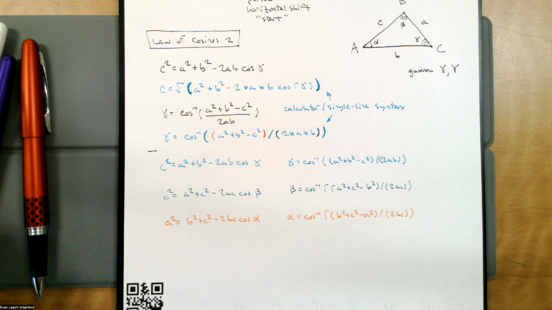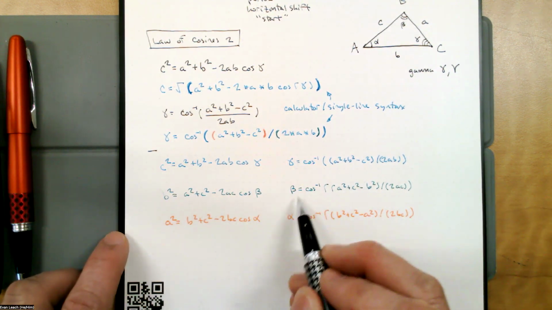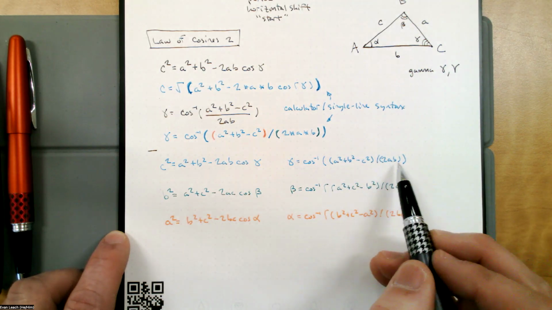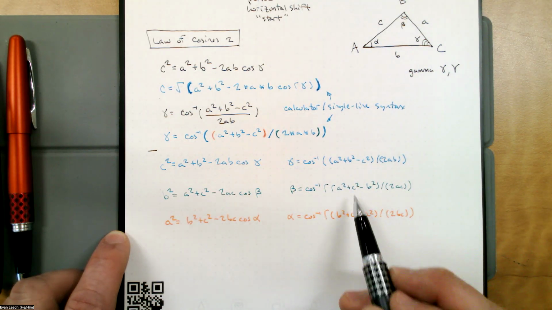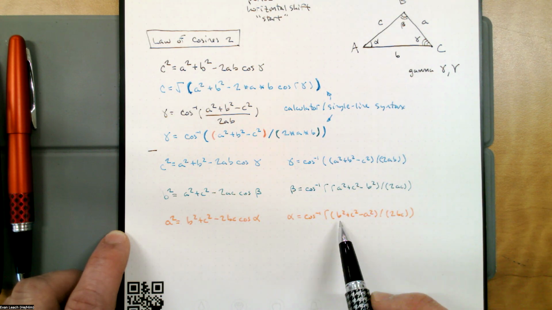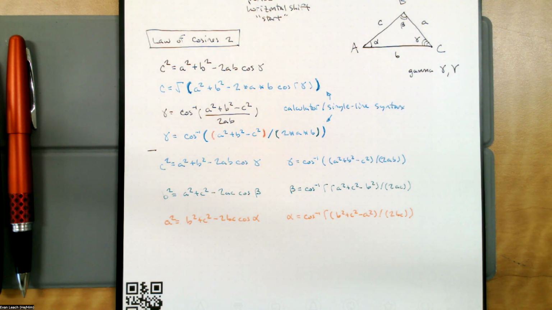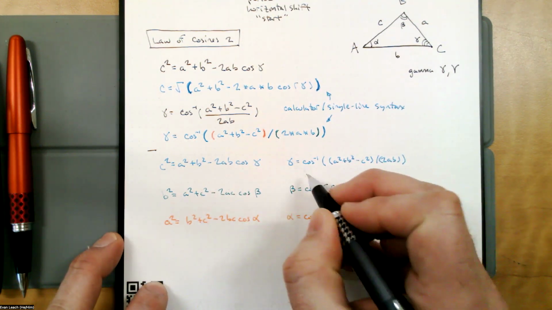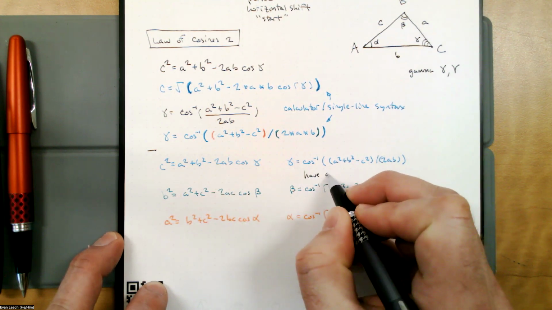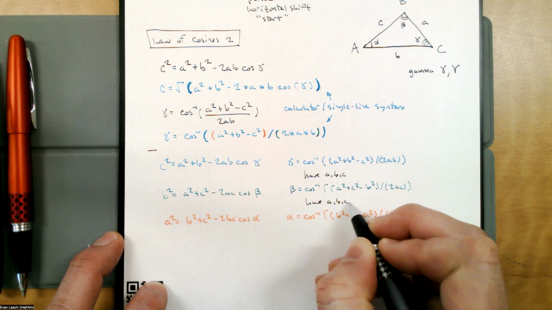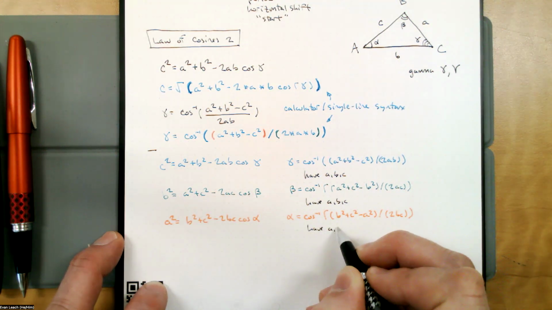Notice that in all three of our angle versions, for gamma, beta, and alpha, they all have side A, side B, and side C: A and B, then A and C, and then B and C. So in all three cases, we could use the law of cosines with three sides to find any angle. We have A, B, and C.